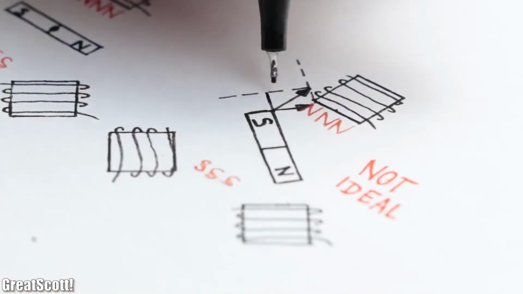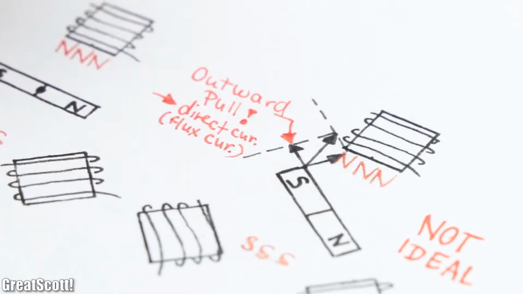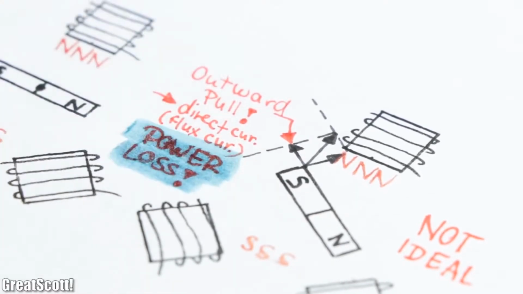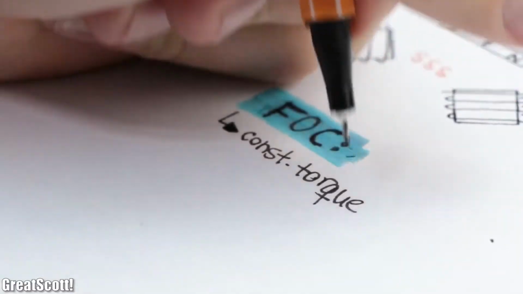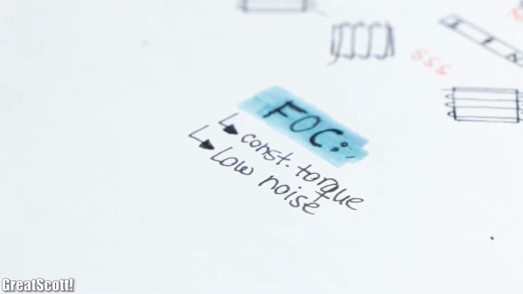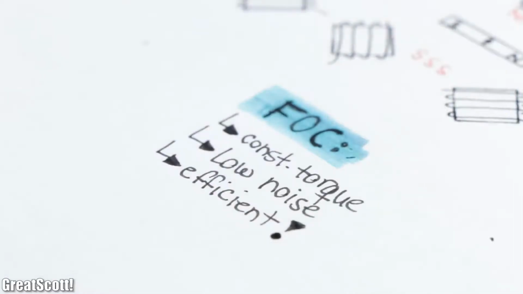Otherwise, we would get a non-ideal pull on the magnets, which feature an outward pull caused by direct current or flux current, which represents a power loss. That also means that FOC not only offers a constant torque and low noises, but is also the most efficient way to drive BLDC motors.